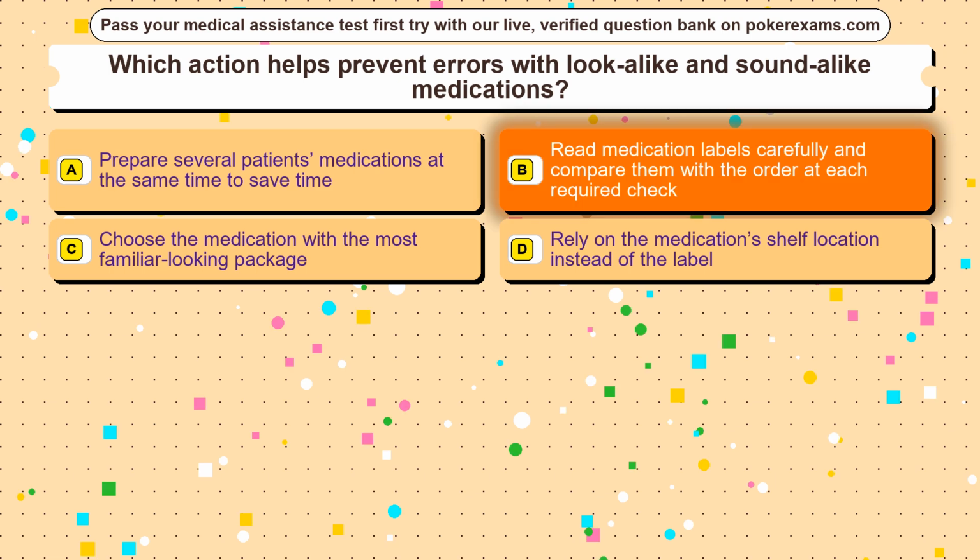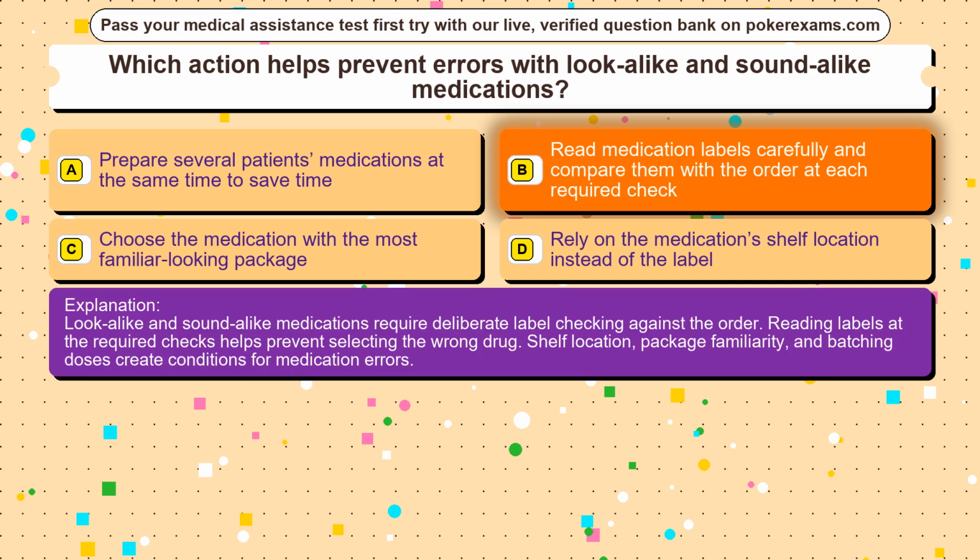The correct answer is option B, read medication labels carefully and compare them with the order at each required check. Look-alike and sound-alike medications require deliberate label checking against the order. Reading labels at the required checks helps prevent selecting the wrong drug. Shelf location, package familiarity, and batching doses create conditions for medication errors.